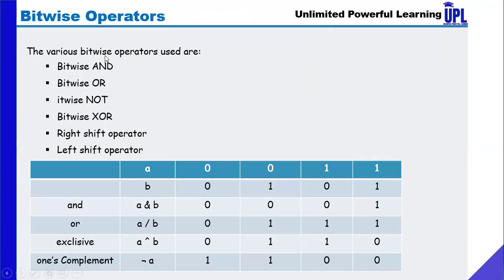There are various kinds of bitwise operators used here. Bitwise AND I have shown with an example. Similarly, bitwise OR, bitwise NOT, bitwise XOR, right shift operator and left shift operator. So these are the different bitwise operators.